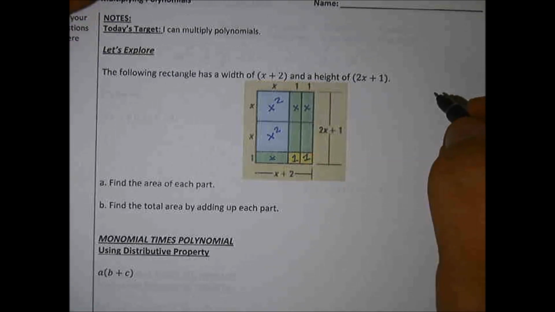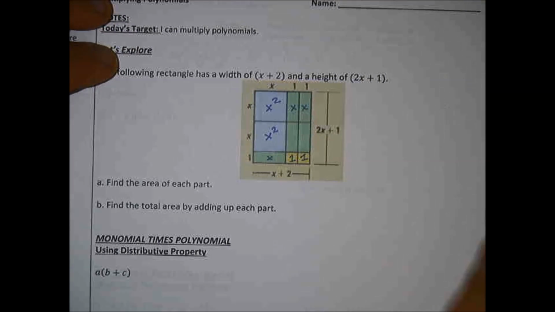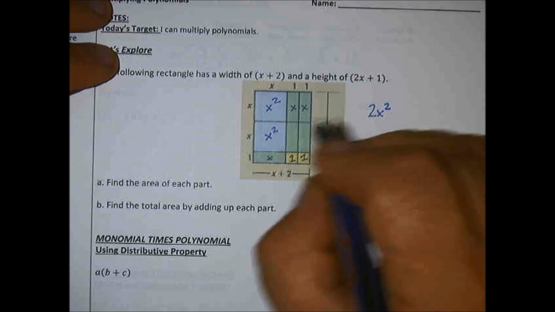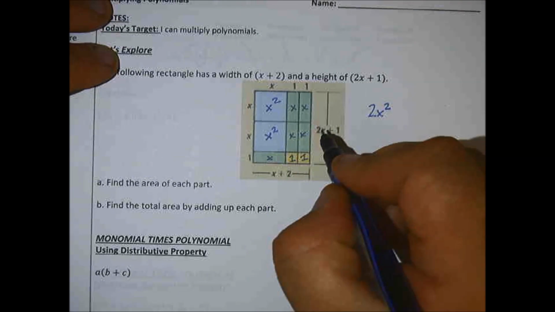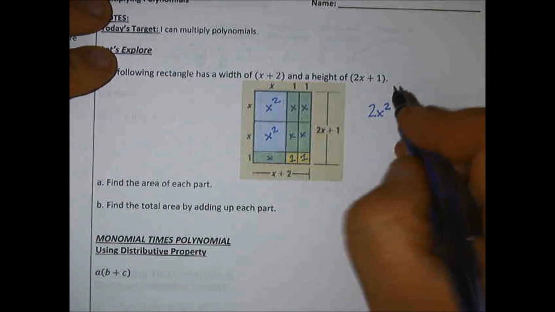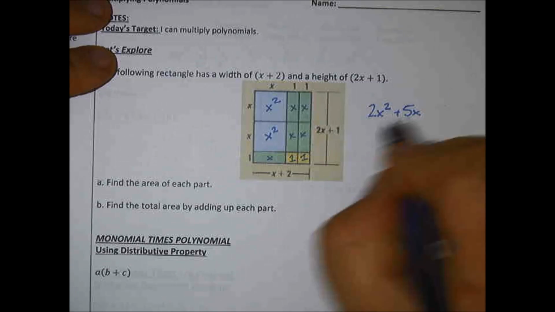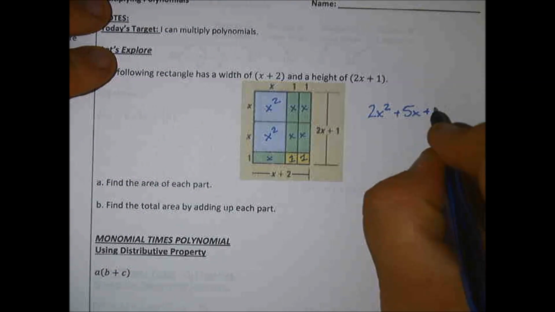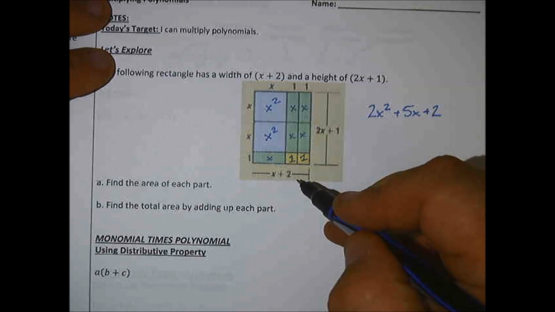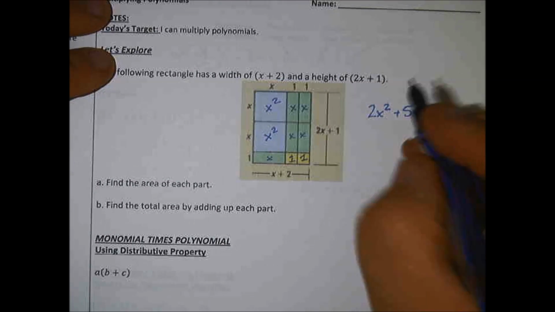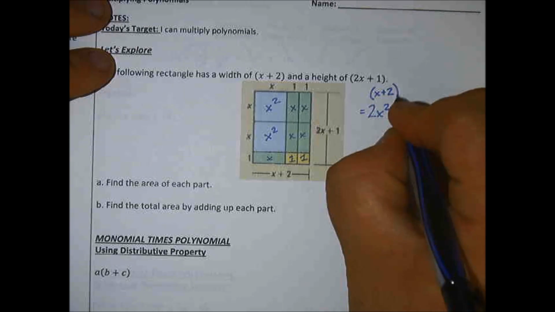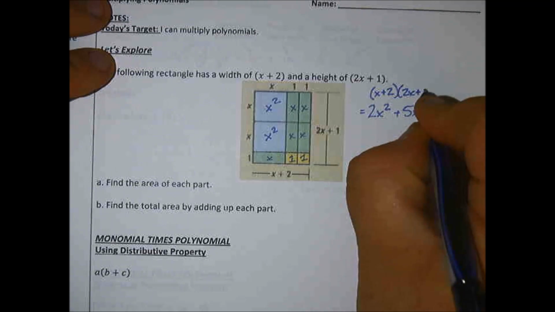We'll find the total area by adding up each one of those parts. Okay, so I had 2x squareds. Oh, these ones are x's also. Hopefully you caught me on that. How many x pieces do I have? I have 1, 2, 3, 4, 5. So plus 5x. And then I have 2 1s. So plus 2. That is what you get when you multiply x plus 2 times 2x plus 1.